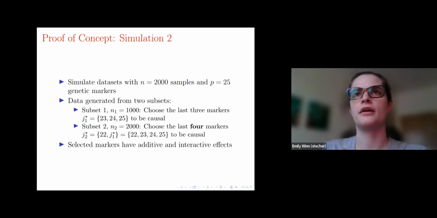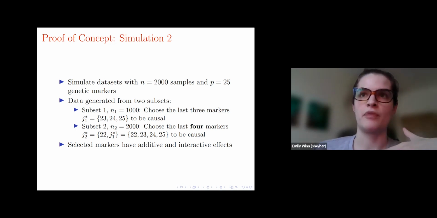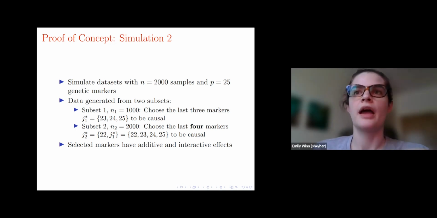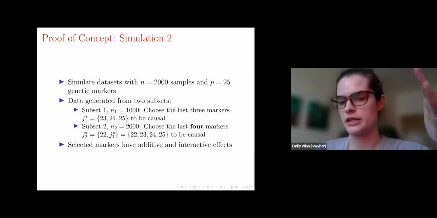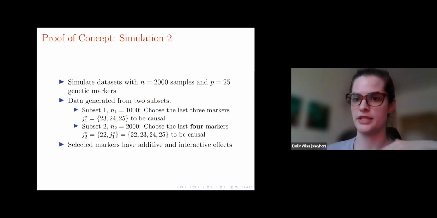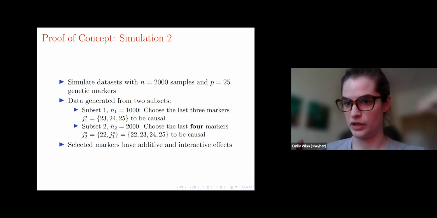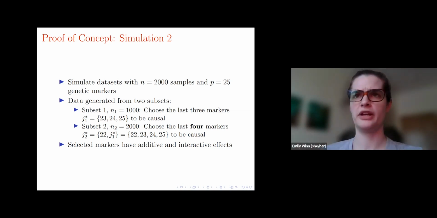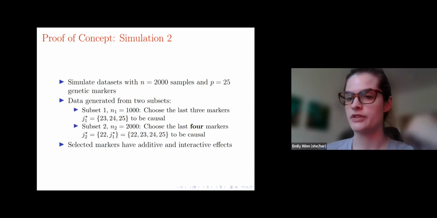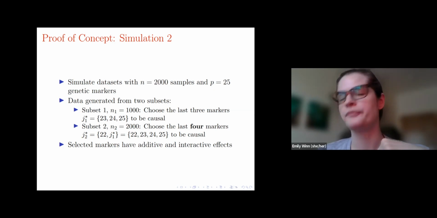So now we're going to do a second simulation, and this time we're going to divide the data into 2 subsets. The first subset will have the last 3 markers be causal. The second subset, we're going to have the last 4 markers be causal. This is kind of going back to the experiment we saw before, where we've got data sets coming from different continental populations. If we were to divide it up and just see what the data looks like after pooling it all together, would we be able to see any differences? In particular, can we see that SNP 22 is contributing to one but not the other?